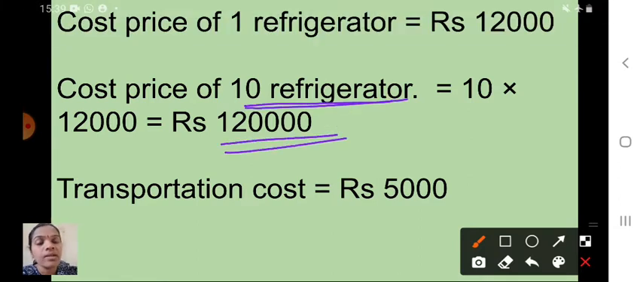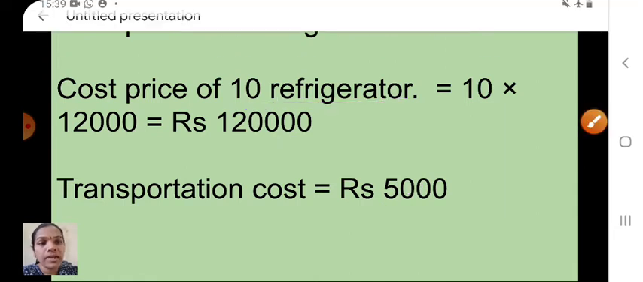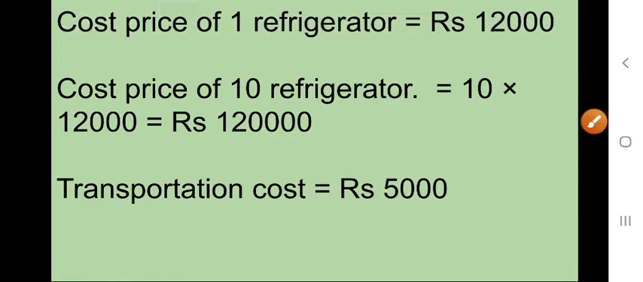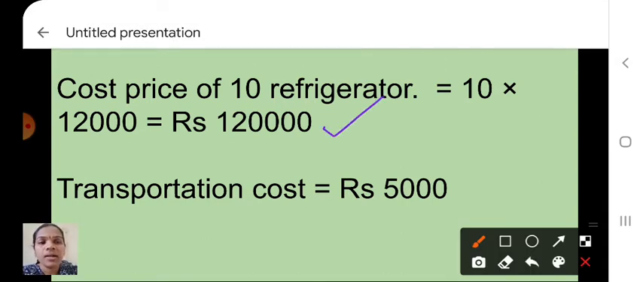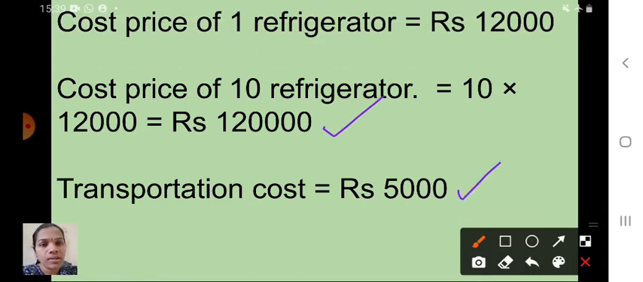1,20,000. Okay, and next one is what? Transportation cost, that is 5,000 rupees. So total cost price we have to find. For that, what we have to do? Yes, very good. We have to add this cost price plus transportation charge.